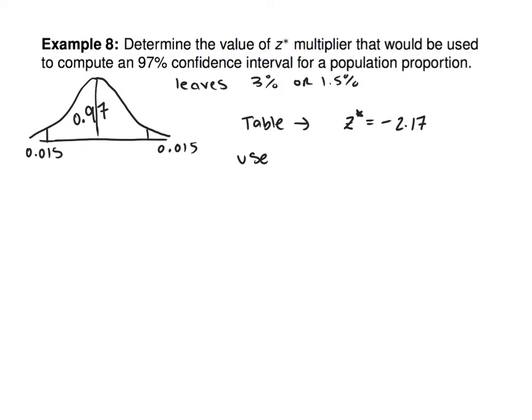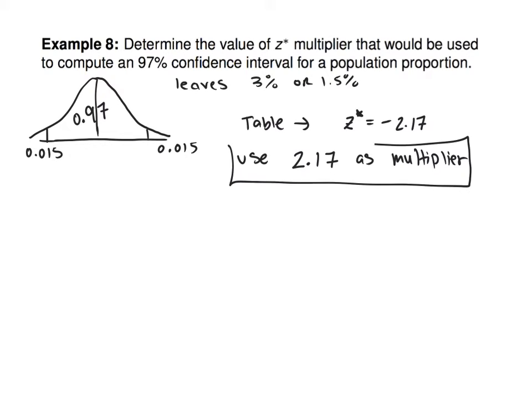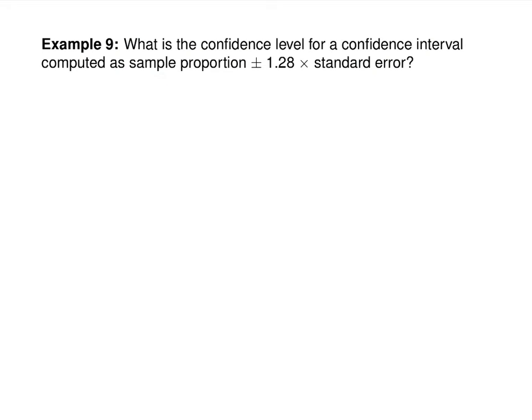So we're going to use 2.17 as a multiplier. In other words, 97% confidence corresponds to being 2.17 standard deviations away. Okay, is that all right? Okay, this one's a bit the other direction.